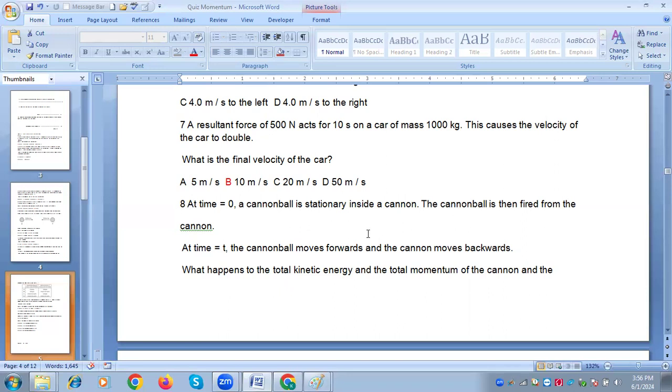Why will the kinetic energies be added? Because kinetic energy is a scalar quantity, and whatever the mass and velocity of the cannonball, and whatever the mass and velocity of the cannon, those kinetic energies will be added up, and that will be the total kinetic energy. So that will change. The initial kinetic energy was 0 because they were stationary, and the final kinetic energy will be there. But the momentum remains conserved. Since the initial momentum was 0, the total final momentum is 0.